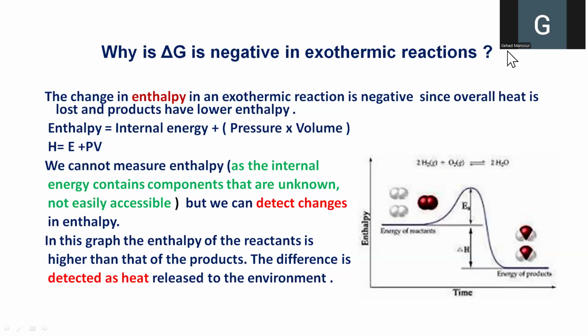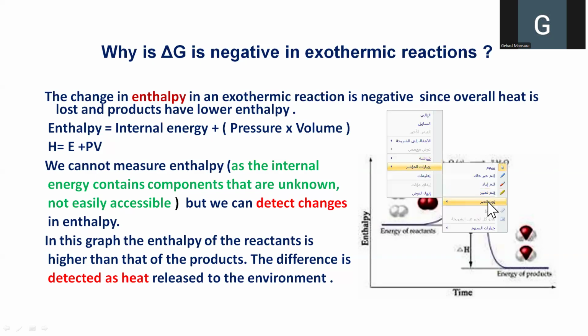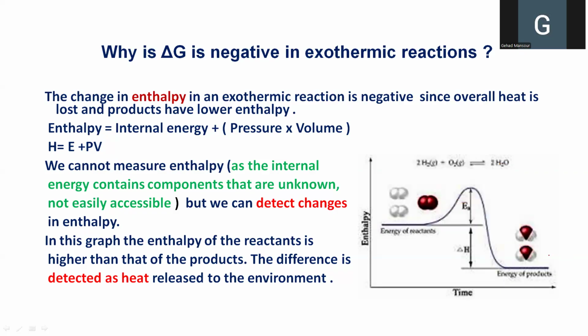Good morning. In this new video on energy and enzymes, we are going to learn why, or to repeat the explanation on why, the change in Gibbs energy, which is delta G, is considered negative in the case of an exothermic reaction. So why is delta G negative in an exothermic reaction?